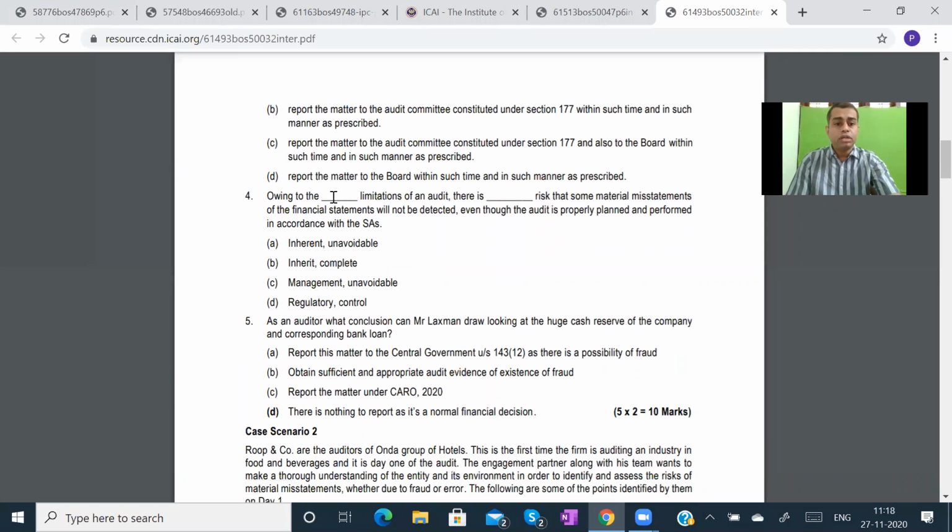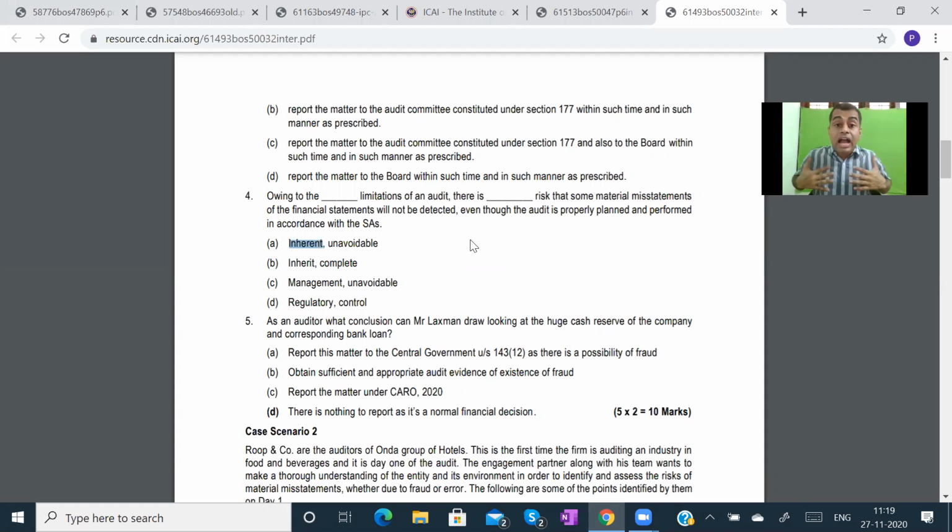Okay, so read the 4th question, ma'am. "Owing to dash limitations of an audit." If you have brain, it is inherent limitations. Now the beauty is elimination. There is a technique in writing MCQs called elimination. Do you know what elimination is? If you do not know the correct answer, first eliminate wrong answers. If you know the correct answer, then highlight it, then see the remaining things.